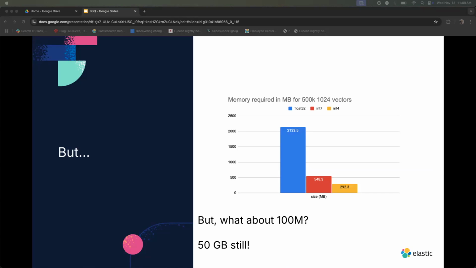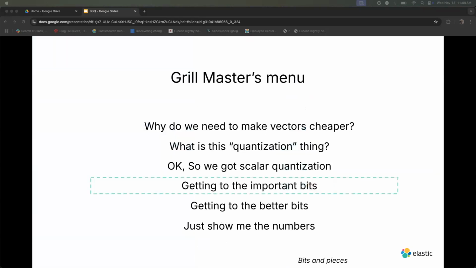I am not made of money. Elastic pays me very well, but I'm not made of money. So having to pay this much is like, okay, can we make this even better? And so what we're going to talk about is a little bit of binary quantization.